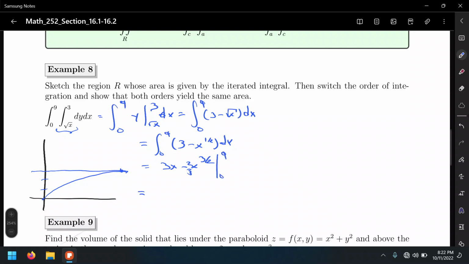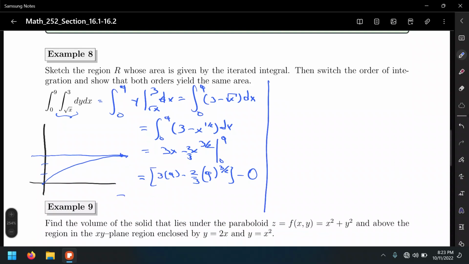This means 2/3 times 9 to the 3 halves, and minus, do we agree that's going to give us just 0, because 2/3 times 0 to the 3 halves is just a big 0. Well, so that's 2/3 times 9 to the 3 halves, which is going to be the square root of 9. In this case, it's a perfect square.